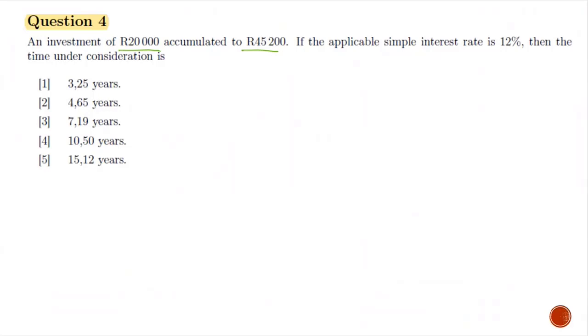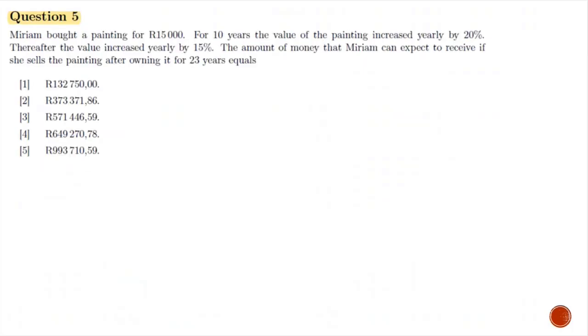So here you've got an investment P. You've got an accumulated amount, which is S. Here you've got a simple interest. You are looking for your T. So you just substitute and find your answer. It's a simple interest formula. So I'm not going to be looking at this one because we are left with only a few moments.